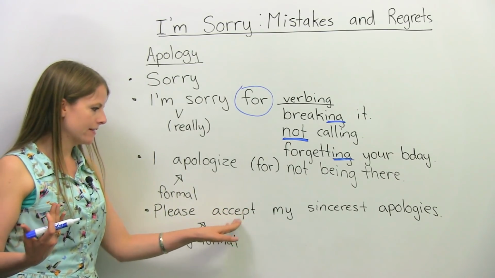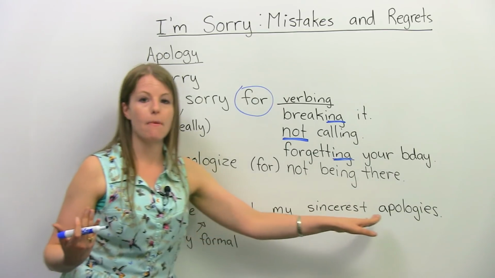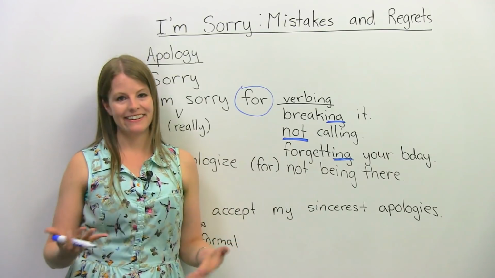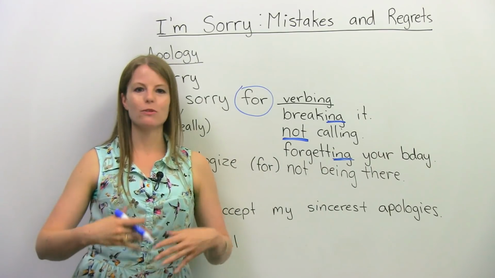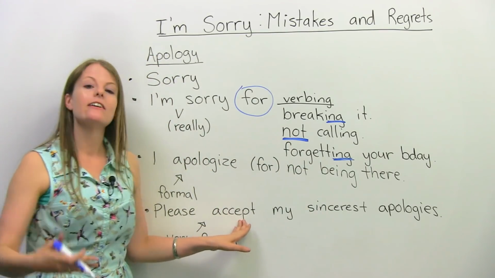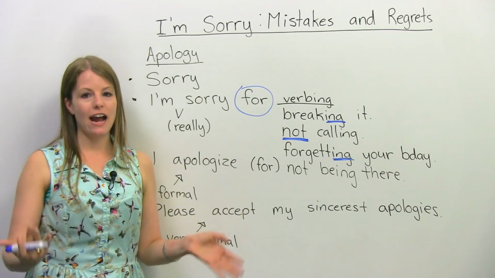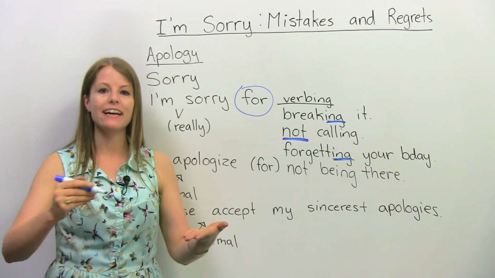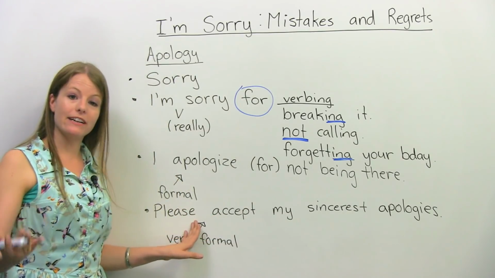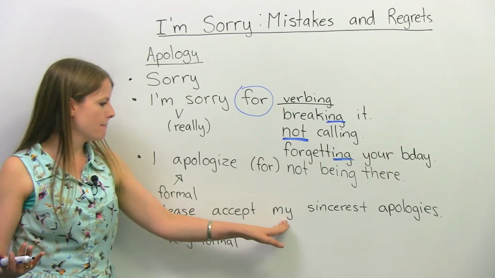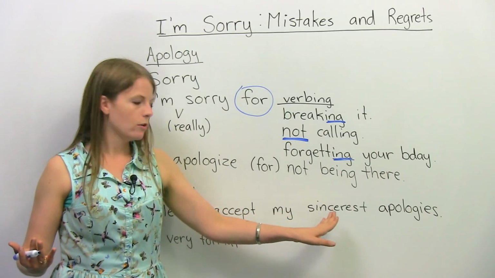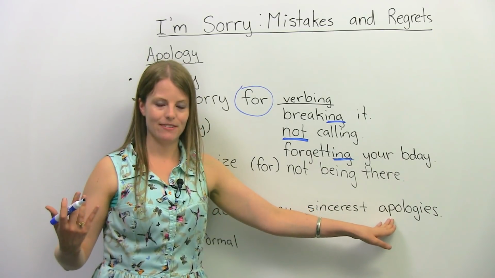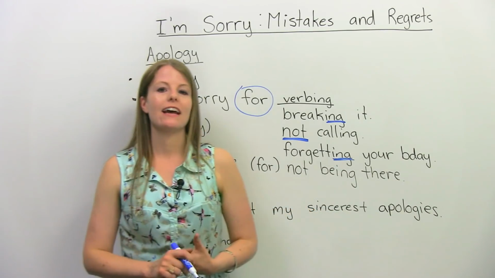Please accept my sincerest apologies. You wouldn't say something like this to your friend because it's very formal. You wouldn't say something like this to a child, but you might say something like this if you're at work and you have to write an apology, or you need to write I'm sorry. This would be a great way to do it. Please accept my sincerest, and sincere means your honest, apologies. Okay? So these are 3 ways to say I'm sorry.